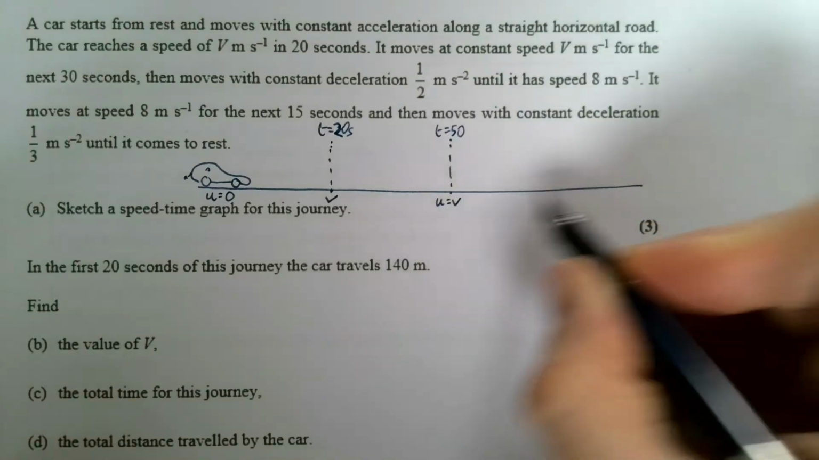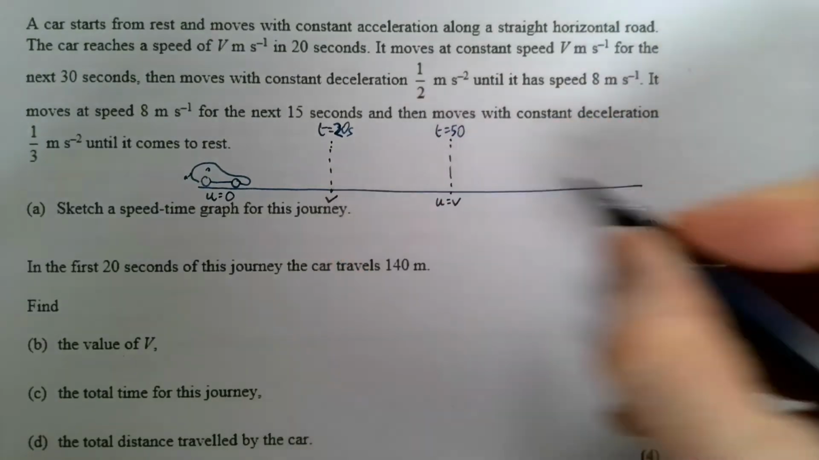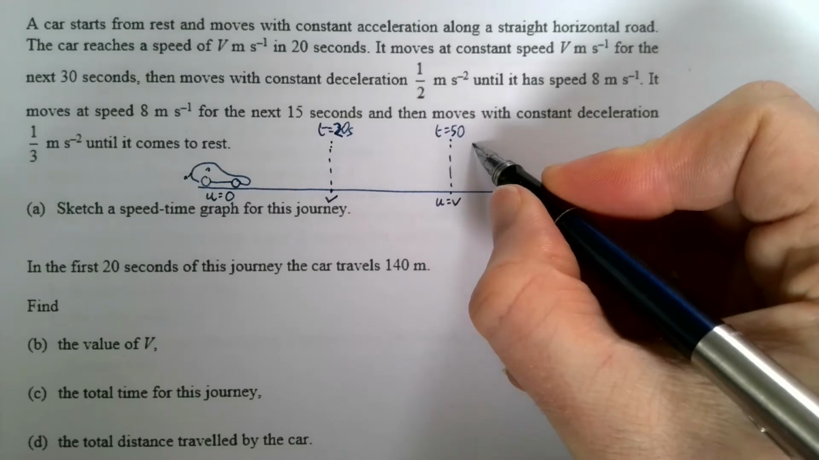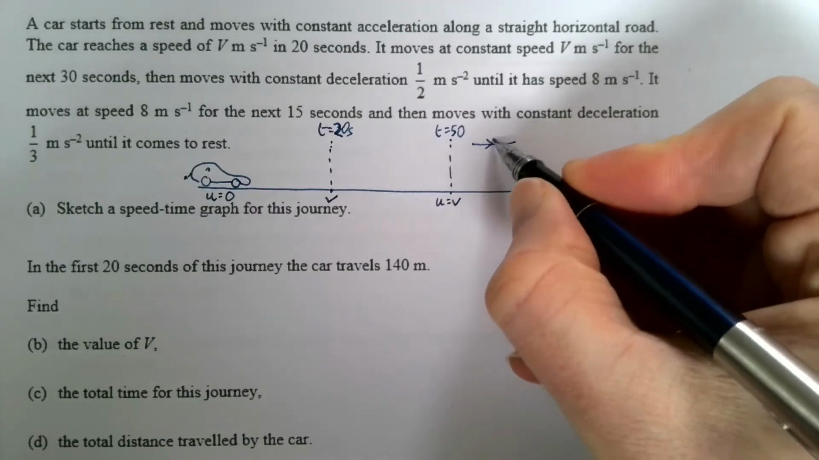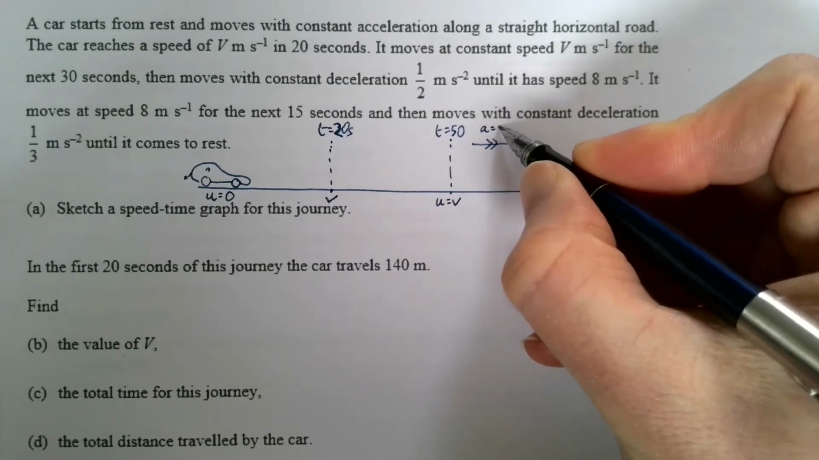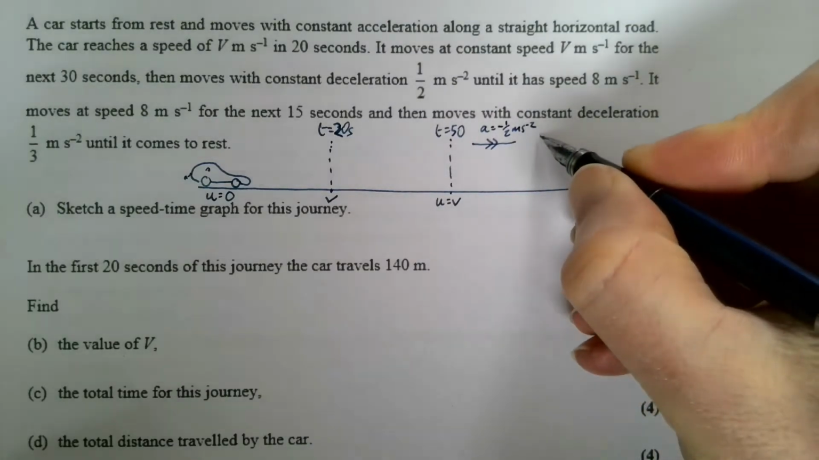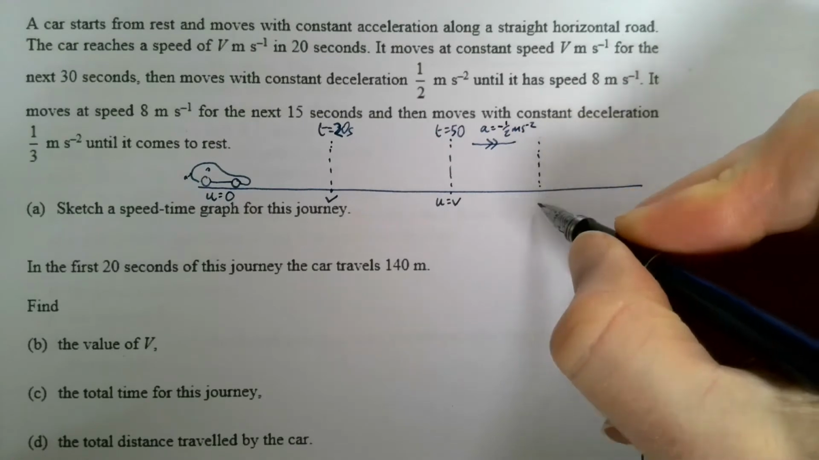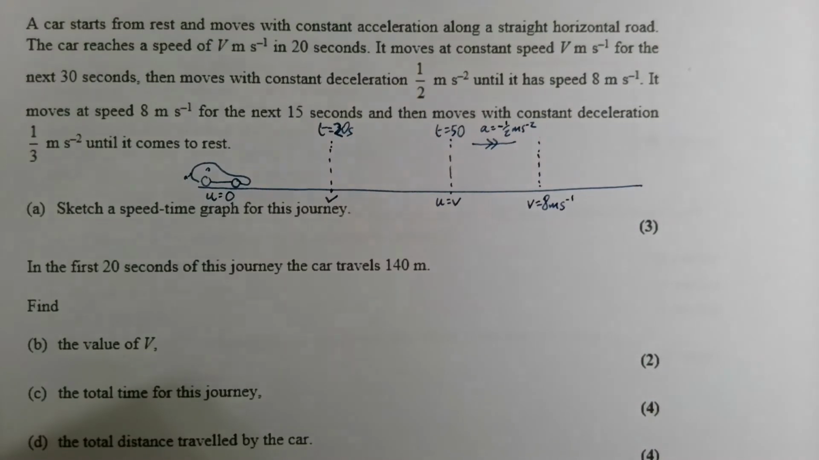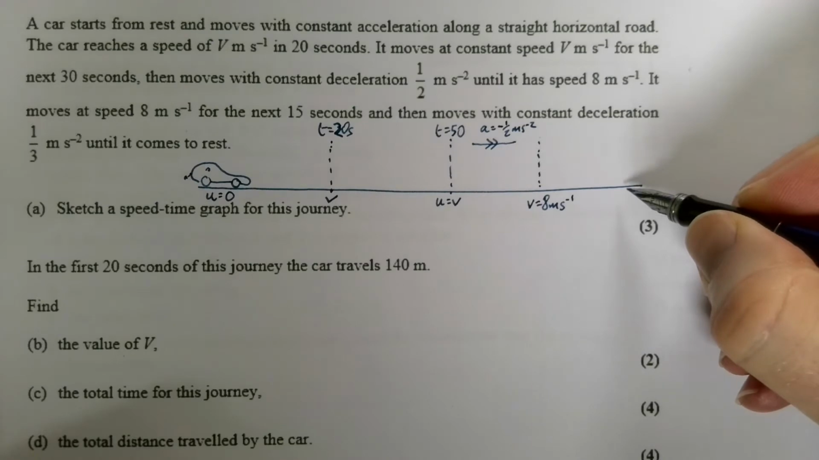So now if I'm thinking about the next bit, I could say that the u at that point would be the same as the v from before. Then we're going into a bit where we've got a constant deceleration of half a meter per second squared. So I'm going to write a equals minus a half, and that's going to happen until the velocity is 8 meters per second. I'm not trying to work anything out here, I'm just making sure I've got a real picture in my mind before I attempt to draw the graph.